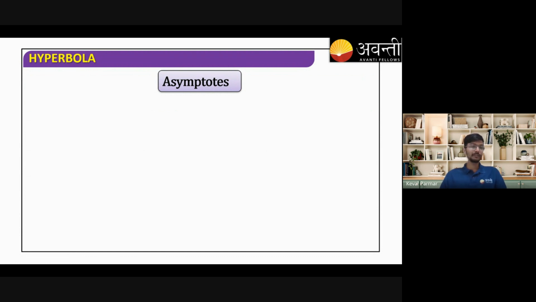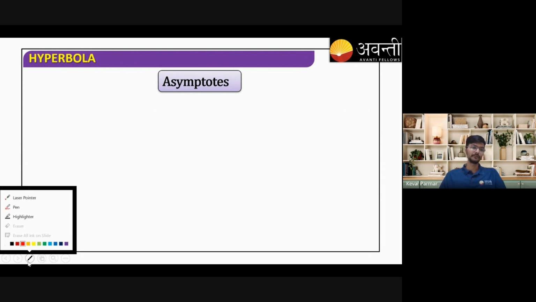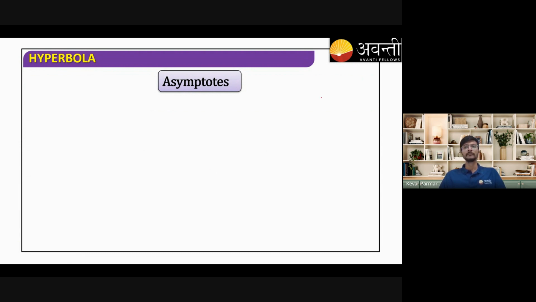Let's talk about asymptotes in general. Asymptotes are basically lines, or you can say tangents, which never intersect the curve at any point. So let's say, for example, I hope you know the graph of tan x. If I try to draw the graph of tan x here, it will look like this.